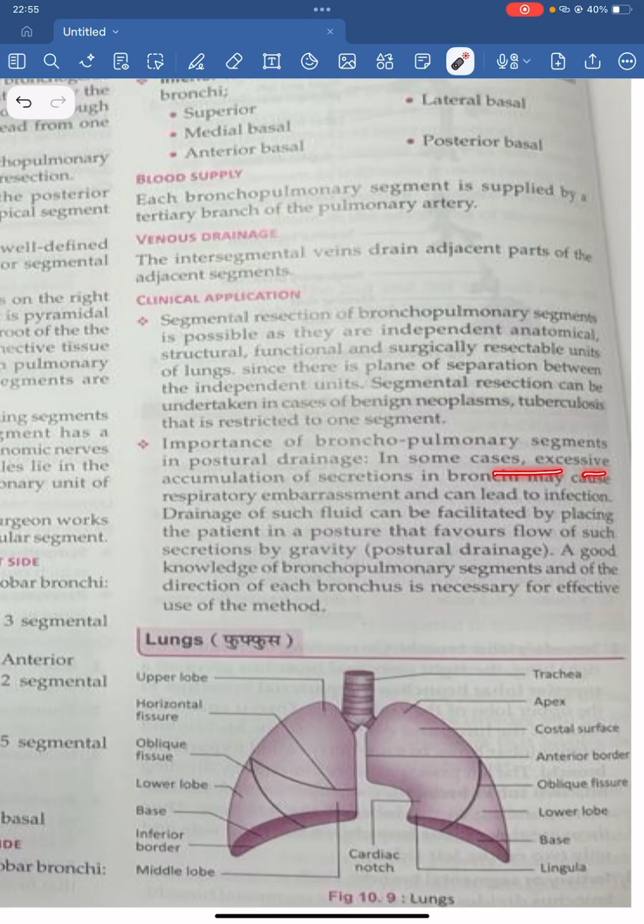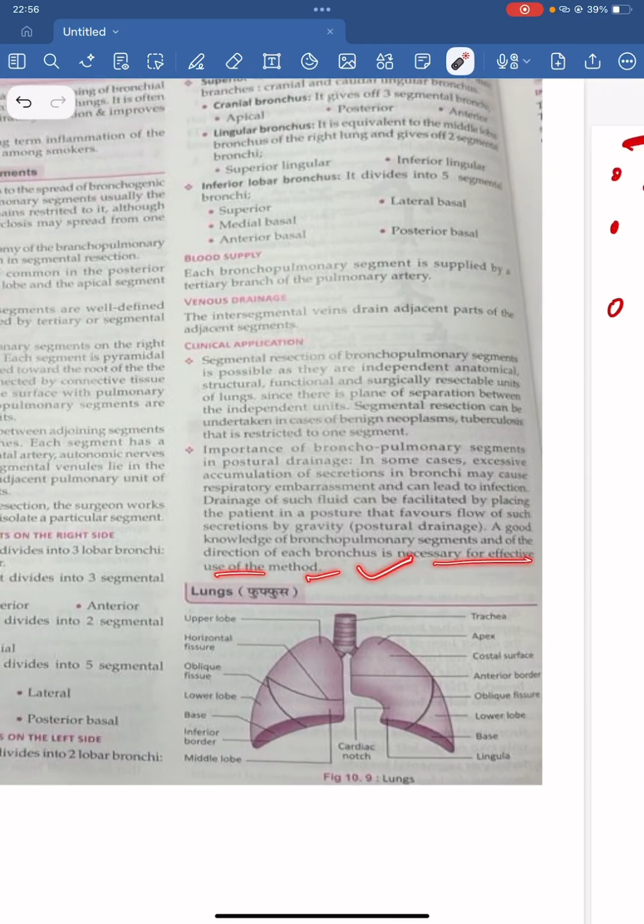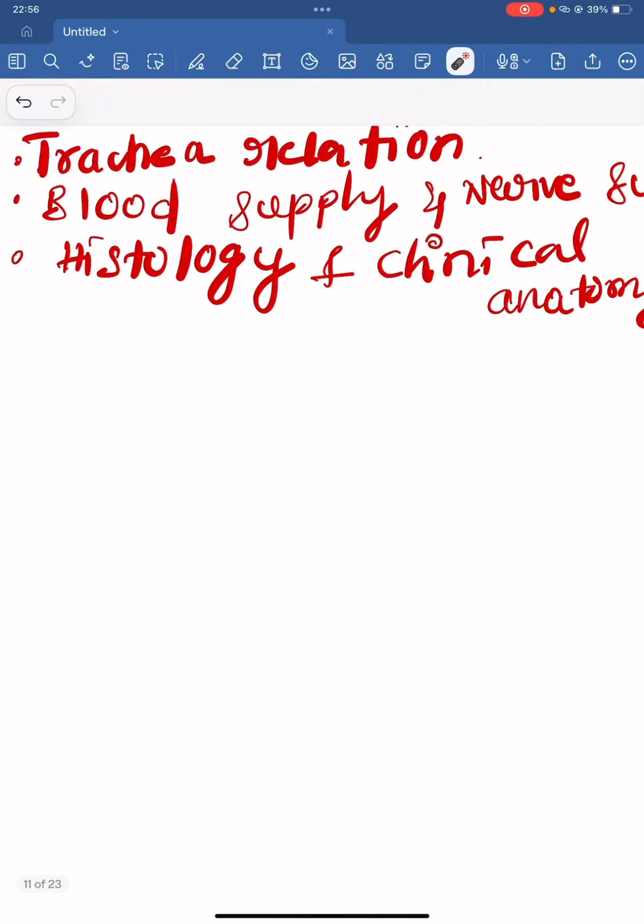In some cases, excessive accumulation of bronchial secretions may cause respiratory embarrassment and can lead to infection. Drainage of fluid can be facilitated by placing the patient in a posture that favors flow of such secretions by gravity. A good knowledge of the bronchopulmonary segments and of the region each bronchus supplies is necessary for effective use of the method. So this is about the bronchopulmonary segment.